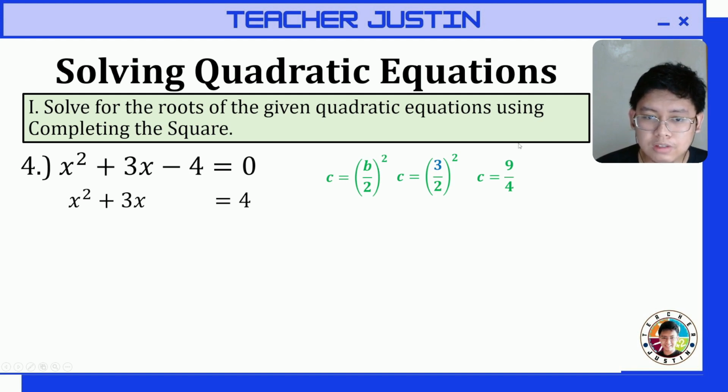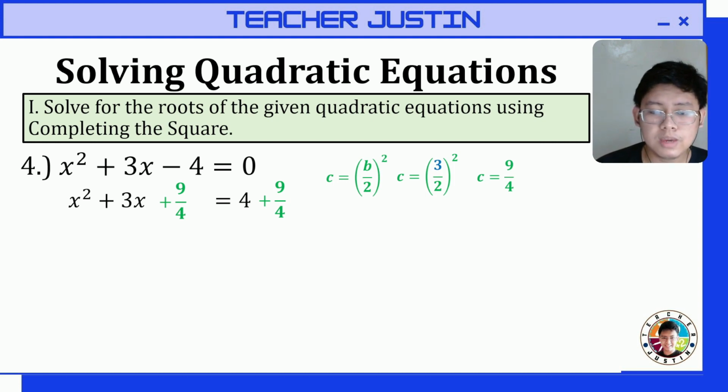So, ito yung value na idadagdag natin sa ating left side to make it a perfect square trinomial. Pero meron tayong rule sa equation. Pag nagdagdag tayo ng value sa left side, we will also add the same value dun sa right side. So, we will also add 9 over 4 sa right side of the equation.